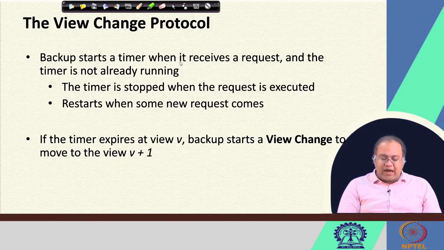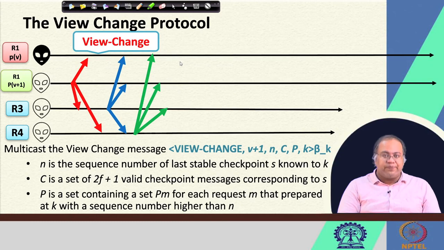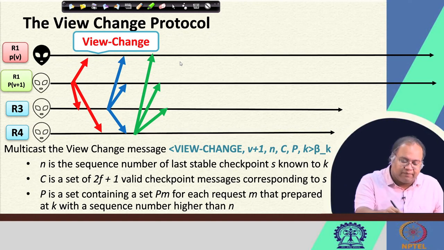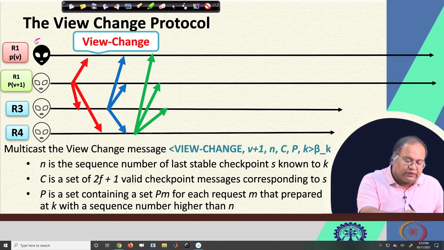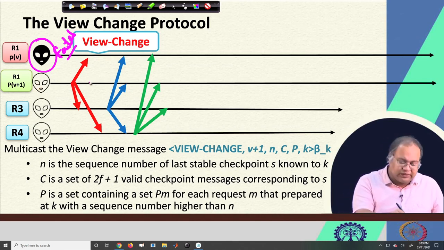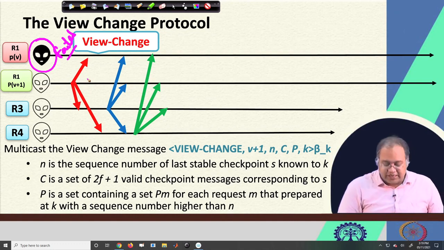Well, so if the timer expires at view v, then the backup starts a view change to move to the next view v plus 1 by electing a new primary. Now, here is the view change protocol. As I mentioned earlier, assume that this black node is the node that has actually failed. So, this node has failed. The other nodes will start this view change protocol. These view change protocols are initiated by the other replicas. So, they basically send a view change message.